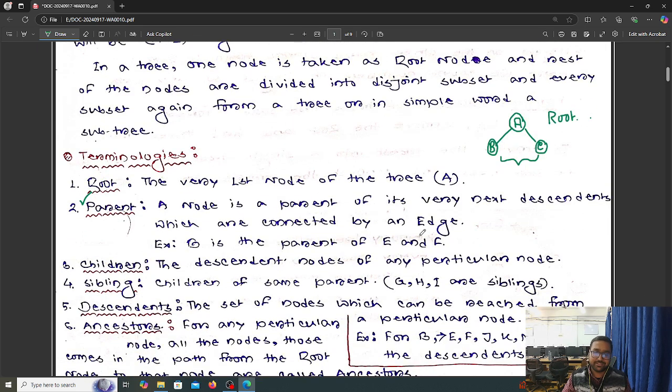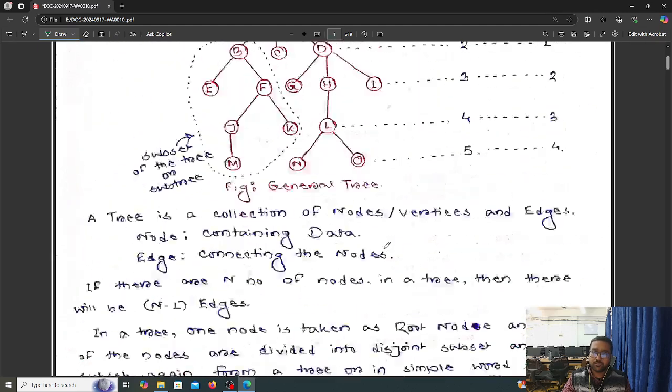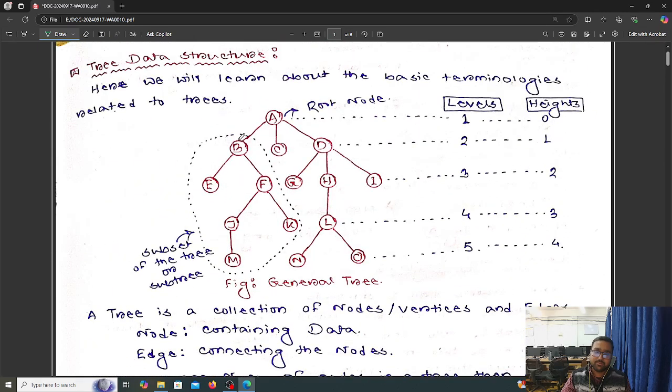Now descendant. A set of nodes which can be reached from any particular node are called descendants. Suppose in this example, from B, where can we reach? From B we can reach E, we can reach F, J, K and M. So all these nodes are the descendants of B.